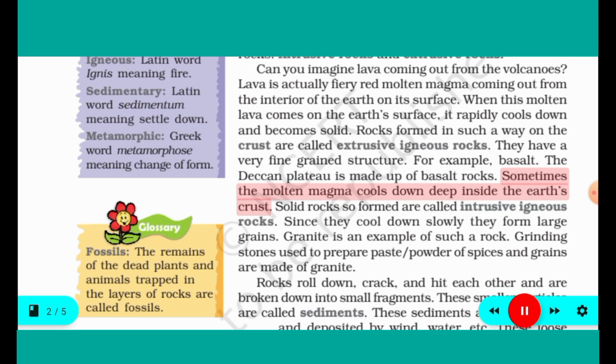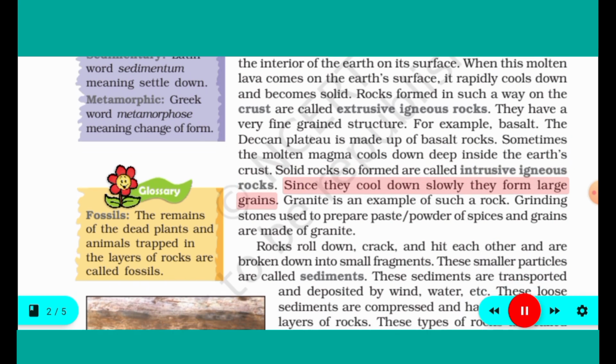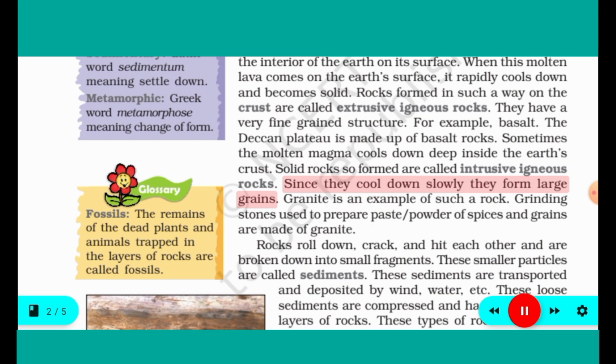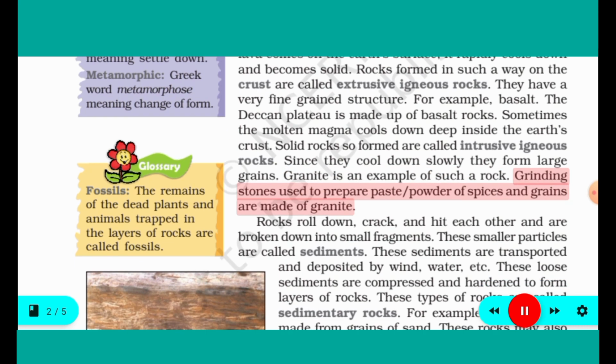Sometimes the molten magma cools down deep inside the Earth's crust. Solid rocks so formed are called intrusive igneous rocks. Since they cool down slowly, they form large grains. Granite is an example of such a rock. Grinding stones used to prepare paste, powder of spices and grains are made of granite.